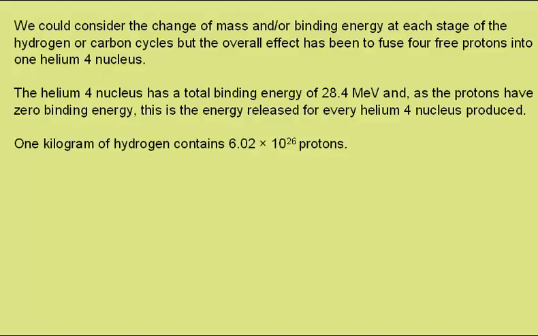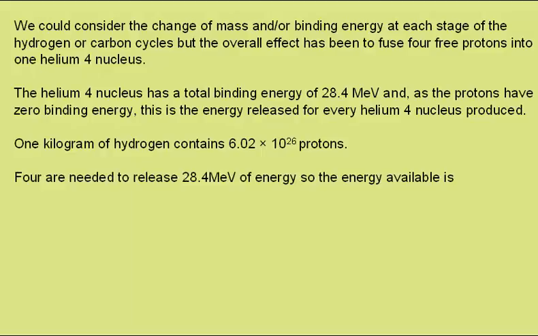1 kilogram of hydrogen is 1,000 grams, or 1,000 moles, which is 6.02 times 10 to the 26 protons. 4 are needed to release the 28.4 MeV of energy. So the energy available will be 6.02 times 10 to the 26 over 4. This is the number of helium-4 we can produce. Multiplied by 28.4 mega electron volts, so it's times 10 to the 6 electron volts. Multiplied by the charge on the electron to get the energy into joules, and this is 6.8 times 10 to the 14 joules.